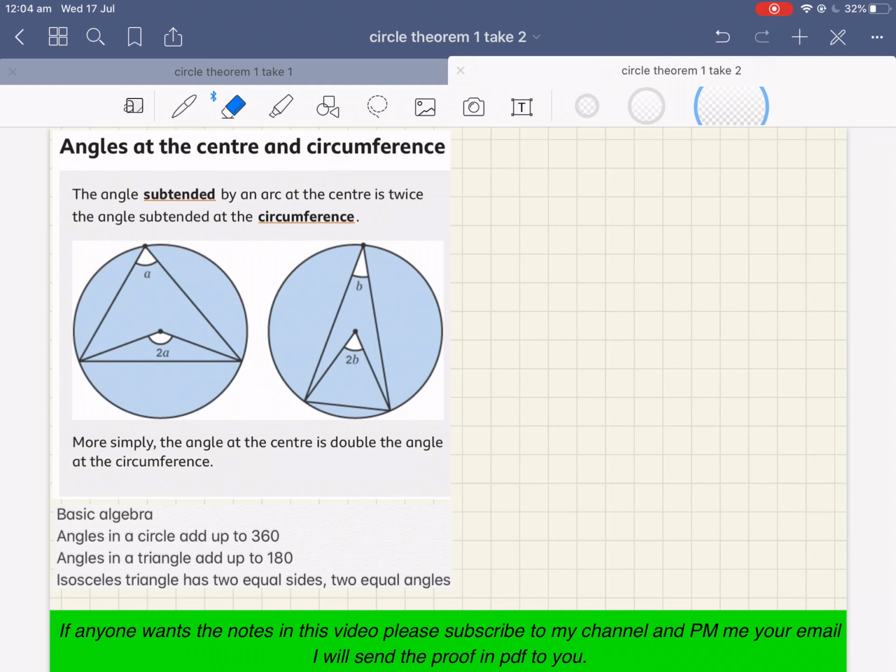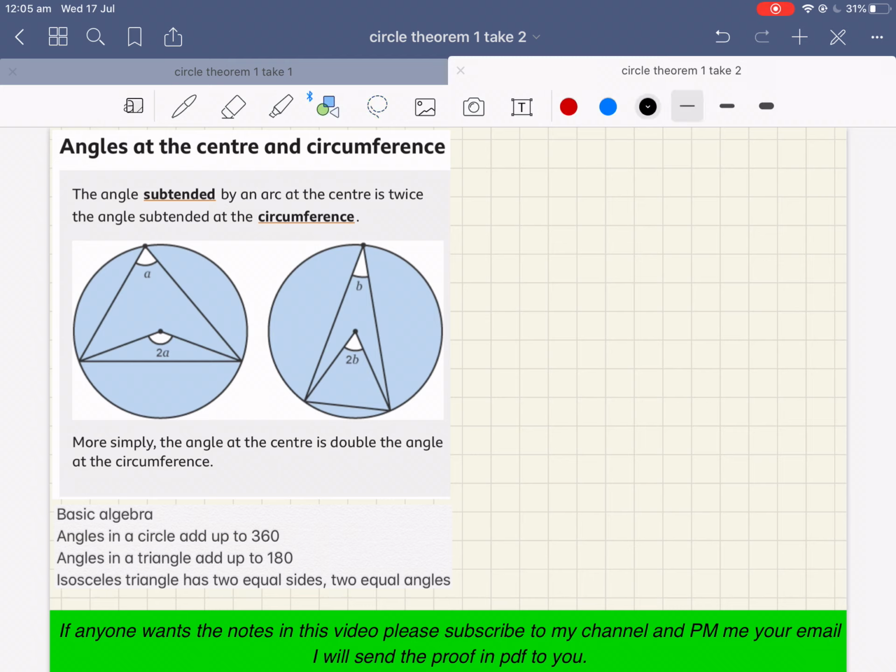One of the theorems states that the angle at the center is twice the angle at the circumference. Now, in order to understand this proof, you need to know some basic algebra and the facts that the angles in a circle add up to 360, angles in a triangle add up to 180, and isosceles triangles have two equal sides and two equal angles.